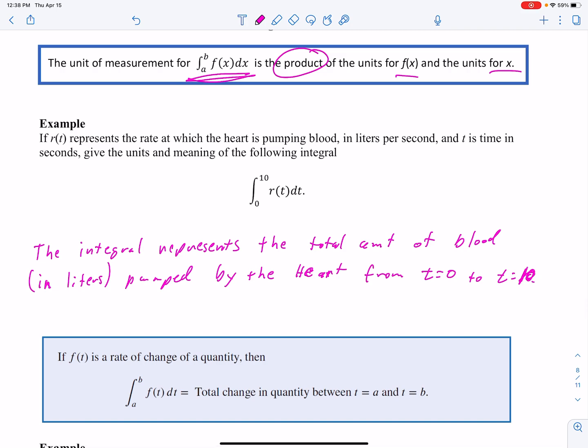All right, so here's an example. If R of t represents the rate at which the heart is pumping blood in liters per second, and t is time in seconds, give the units and the meaning of the following integral. All right, so the meaning of this integral is the integral represents the total amount of blood in liters pumped by the heart from t equals 0 to t equals 10. Time equals 0 to 10 seconds.